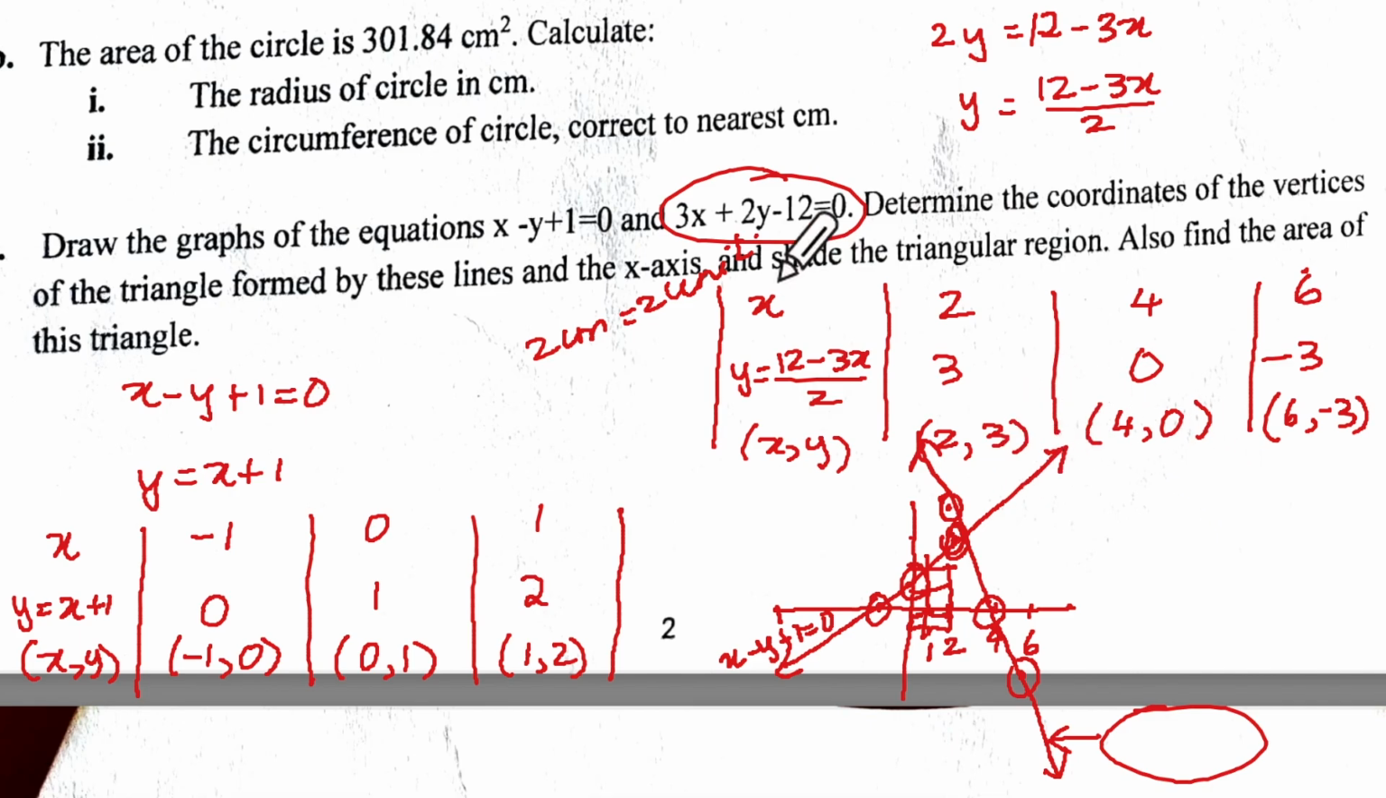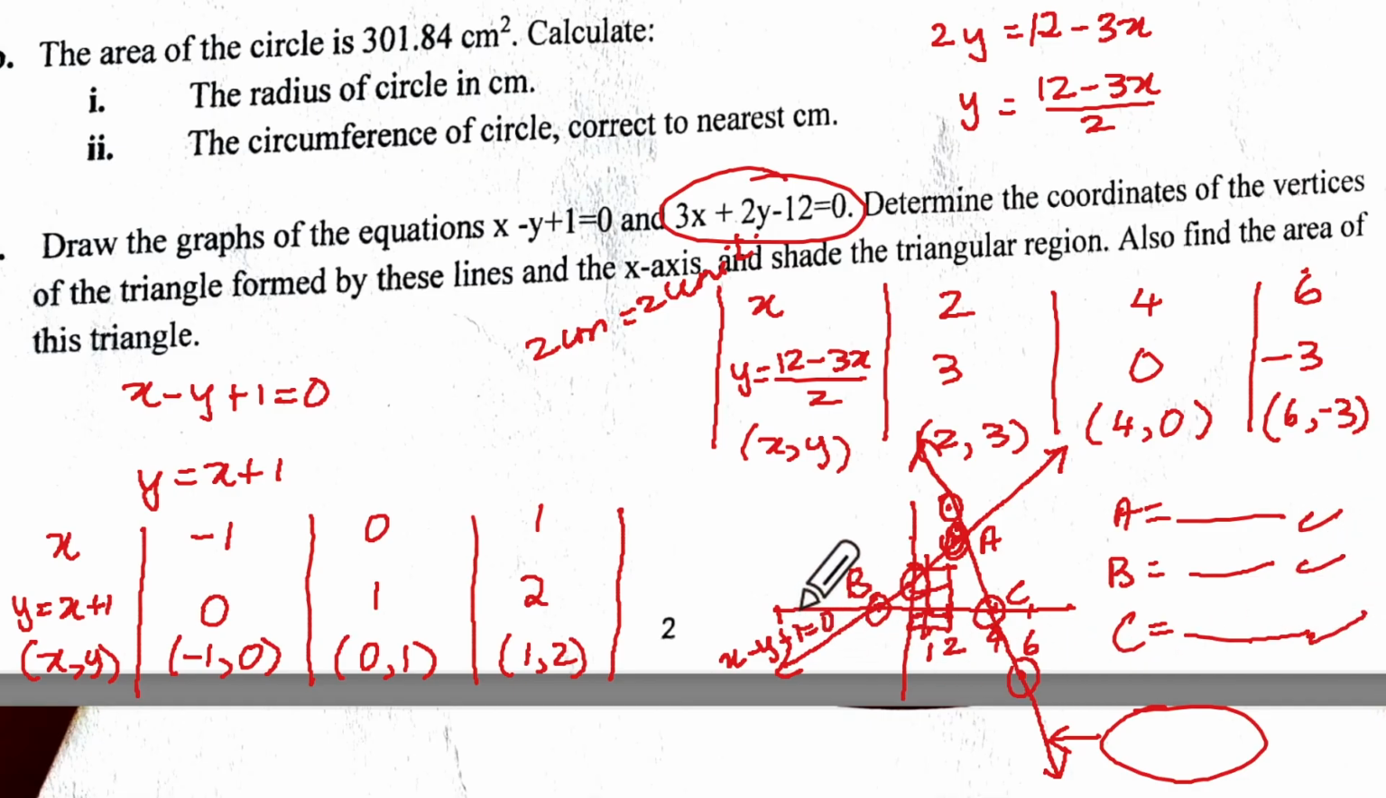Now they say find the coordinates of the vertices of the triangle. So you will have this one, you will call this A, this is B and this is C. So the point of intersection will be your A. B, you already know the coordinates here, minus 1 comma 0, and C will be here, that is 4 comma 0. Understanding what they have told you?